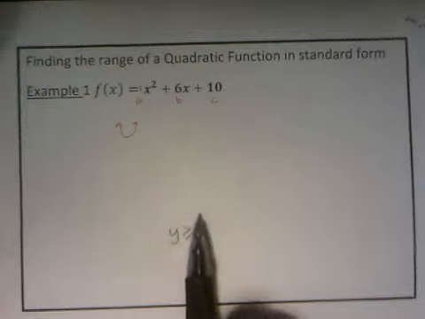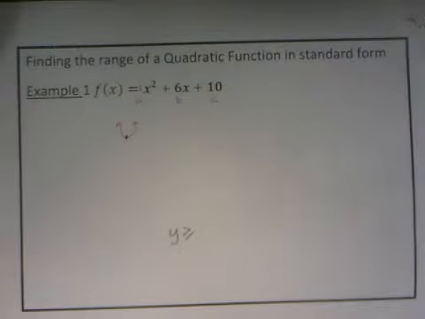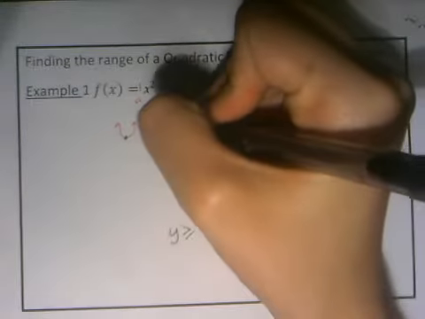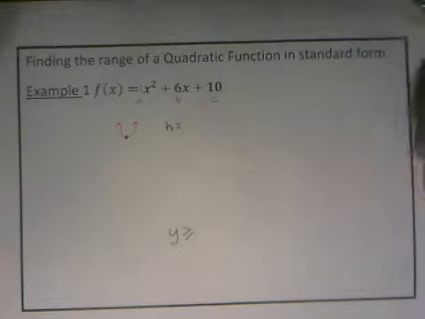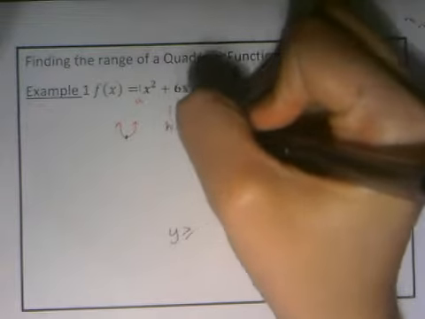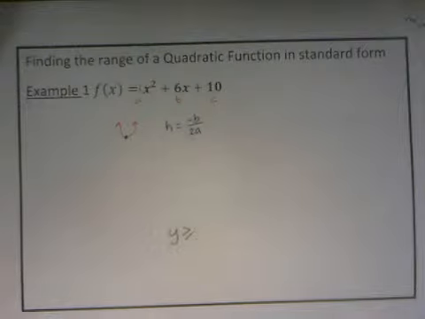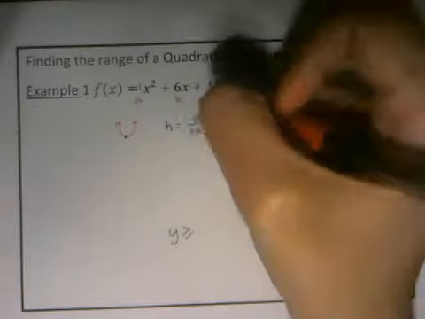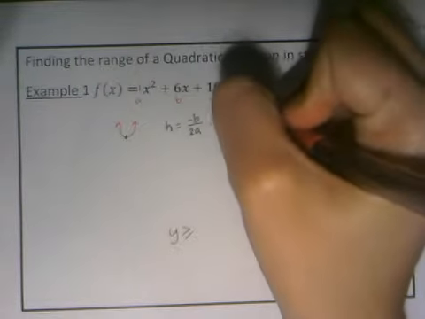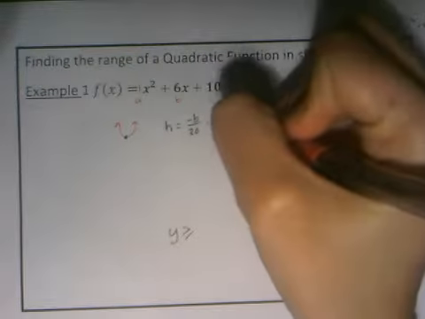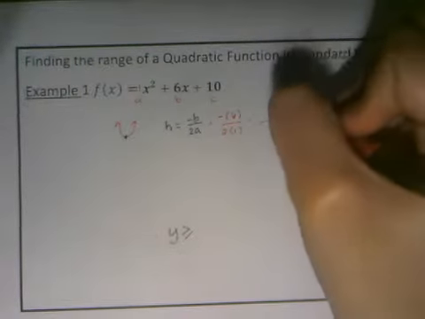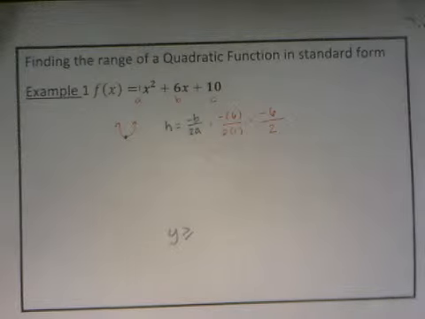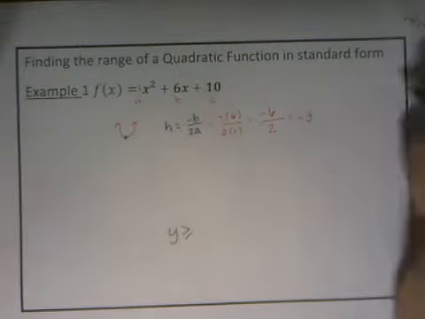In order to find k, though, I still need to know what that vertex point is, and I'm going to use a formula to find it, and that formula is a way of finding h when you have a standard form quadratic. It's the formula -b over 2 times a. When I plug into this formula, I get -6 over 2 times 1, and that becomes -6 over 2, which turns out to be -3.